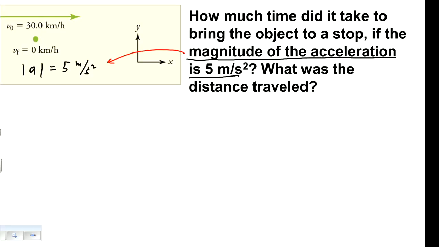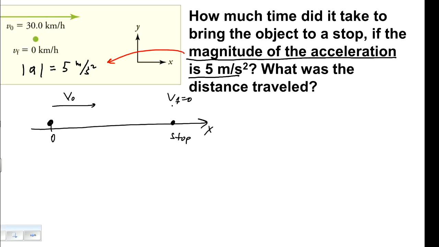So we got to practice. Now, motion diagram. I hope you have the same. Positive x direction, always to the right. Origin. And initial velocity points to the right. And final velocity is 0. The object starts, let's say, here. Stops here.